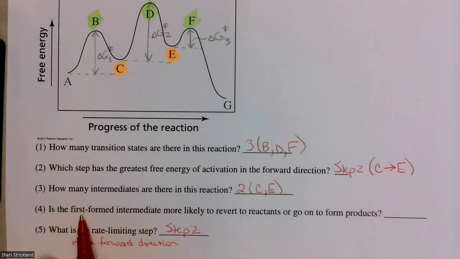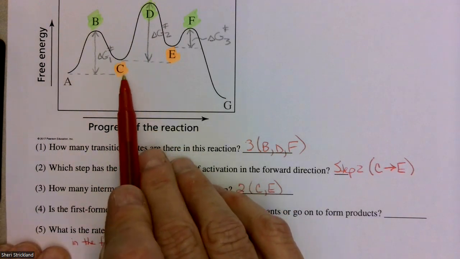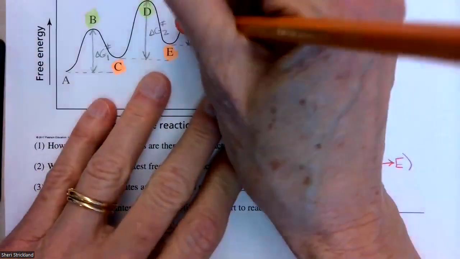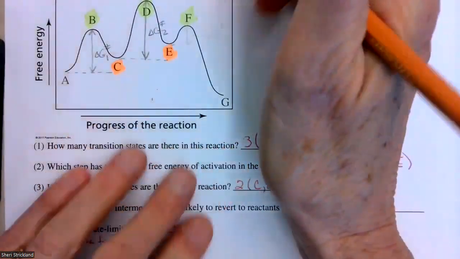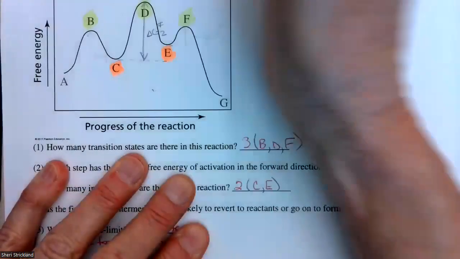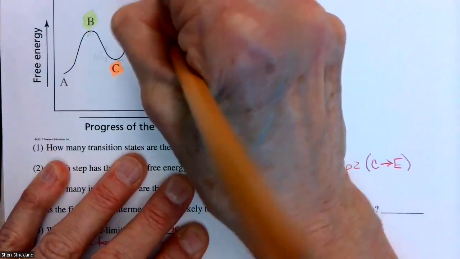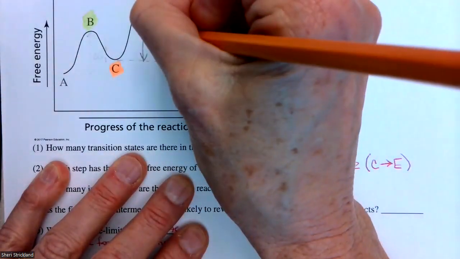All right, so now let's go back to number 4. Is the first formed intermediate more likely to revert to reactants or go on to form products? Okay, so now we're talking about C. And we want to know, is it more likely to go left to right or more likely to go right to left? So we can focus on that, I'm going to take out the stuff we were doing with step 3, and I'm going to take out this, because we want to know about the possibilities going forward and going backwards from C.